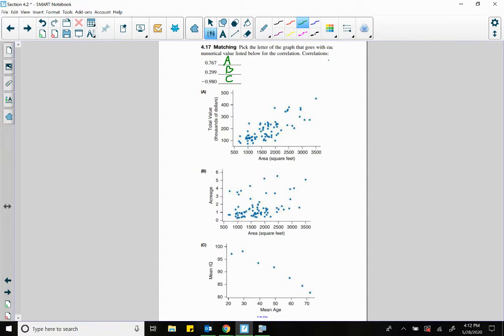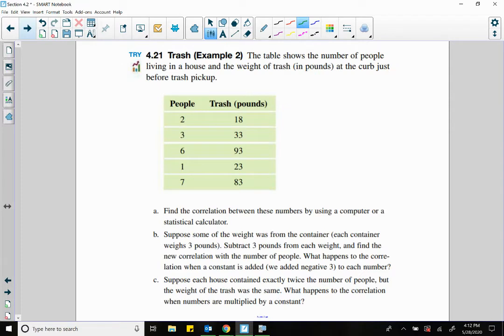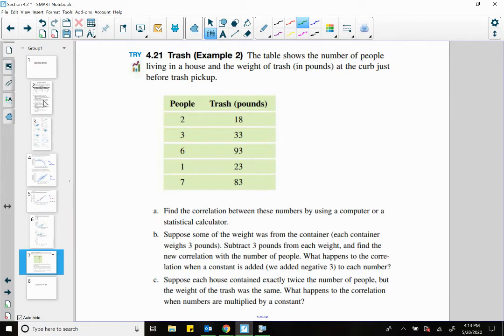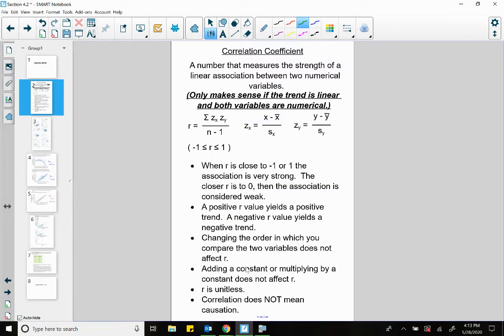And now, StatCrunch time. It wants you to find the correlation between these numbers. I'm going to show you how to use our calculator, and I'm going to show you how to use StatCrunch to get this information. And then we're going to talk about these last two right here, which deal with what I was talking about a moment ago: adding a constant or multiplying by a constant does not affect the R.